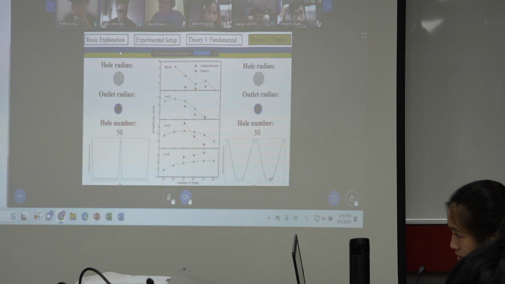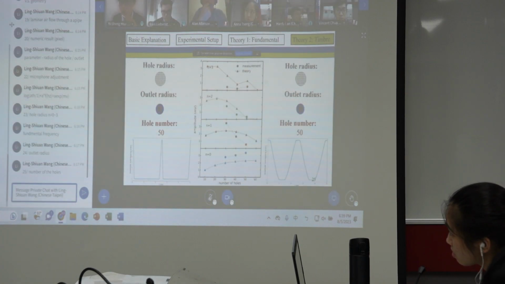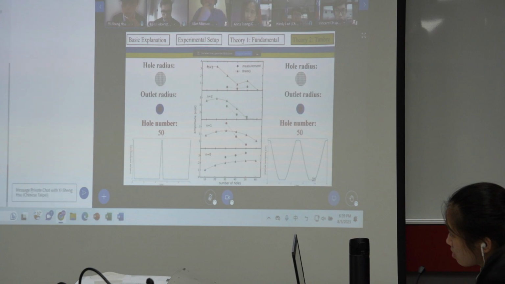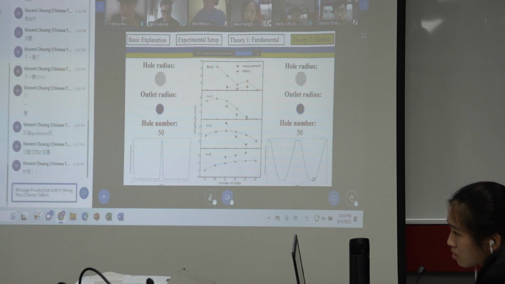Sorry, can you repeat your deviation explanation, please? Yes, when the air goes through the holes, it will produce some small sounds, and the small sounds will cause some deviations. Since n equals 3 has smaller intensities, the deviation becomes more significant. That makes your experiment have a higher deviation from your theoretical prediction.